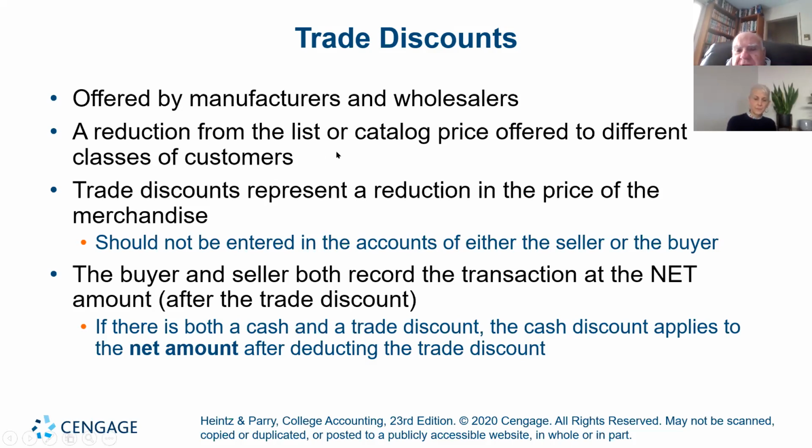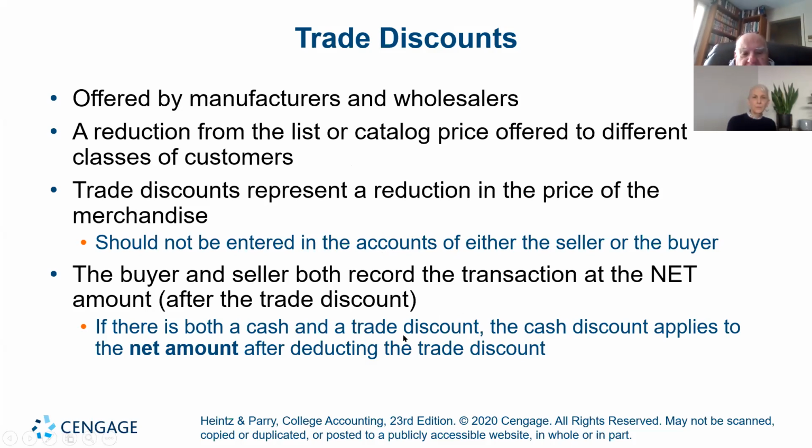It's a reduction from the list or catalog price to certain customers. Trade discounts are a reduction in the price. They don't go into the accounts of either the buyer or the seller. You record it at the net. You're not going to record it at $100, then pretend you got a 30% discount. That's not what we're talking about here.